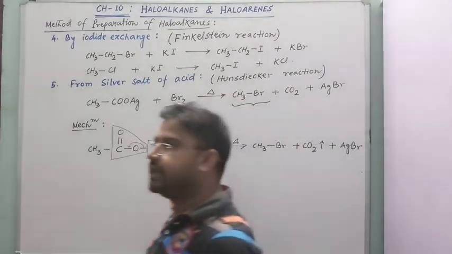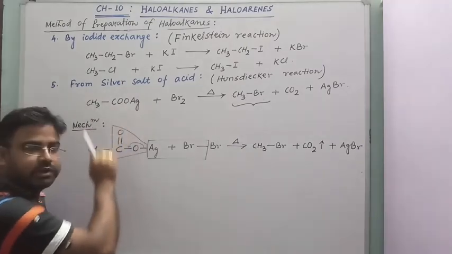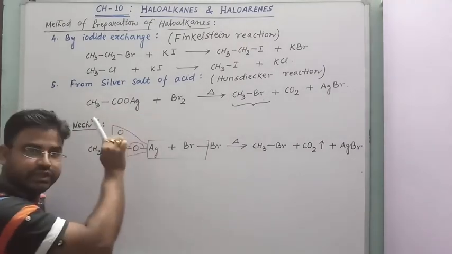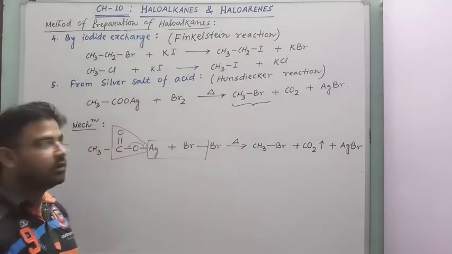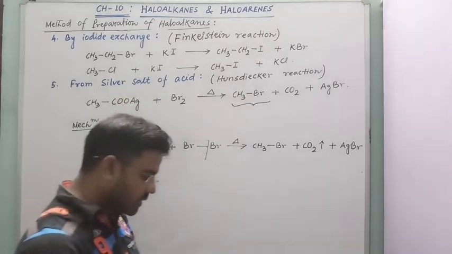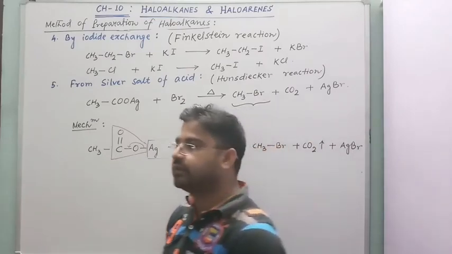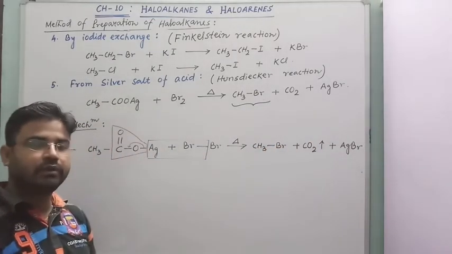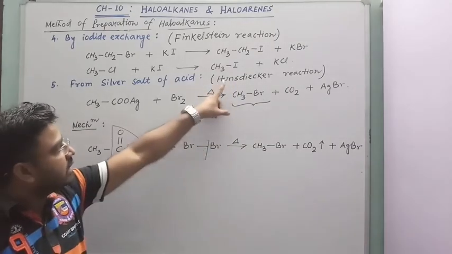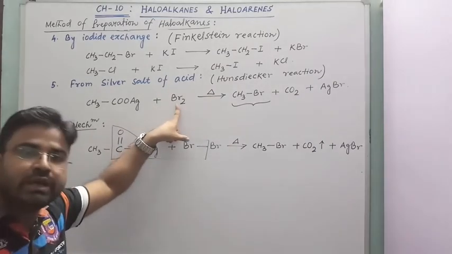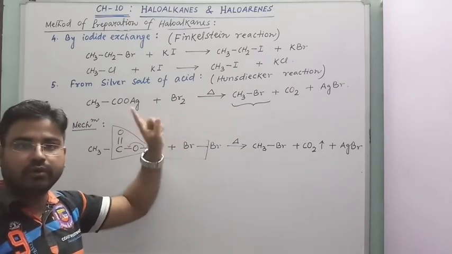The silver salt of any acid must contain at least two carbon atoms. Only HCOOH, methanoic acid, so silver methanoate does not give the Hunsdiecker reaction. When silver salt of any acid containing at least two carbon atoms reacts with bromine, bromoalkanes are formed. This reaction is known as Hunsdiecker reaction. And remember, in Hunsdiecker reaction, only bromine is used, not fluorine, not chlorine, not iodine.